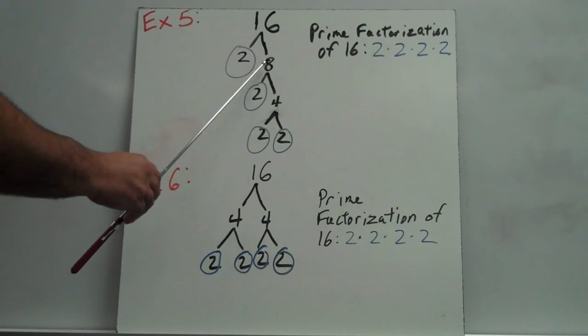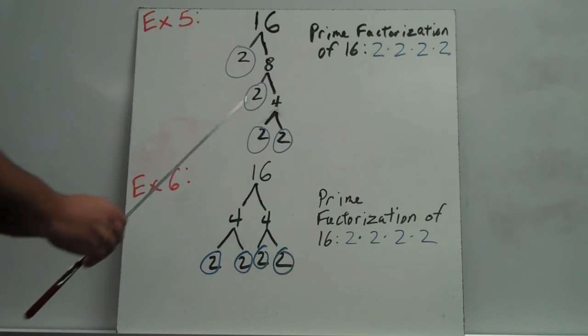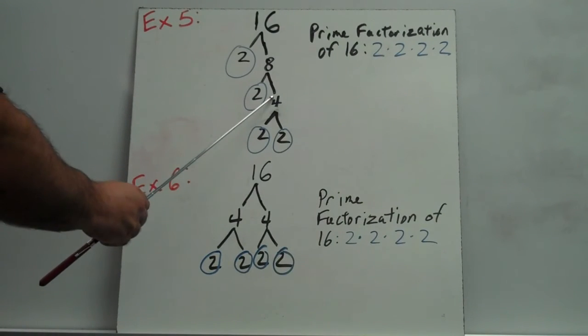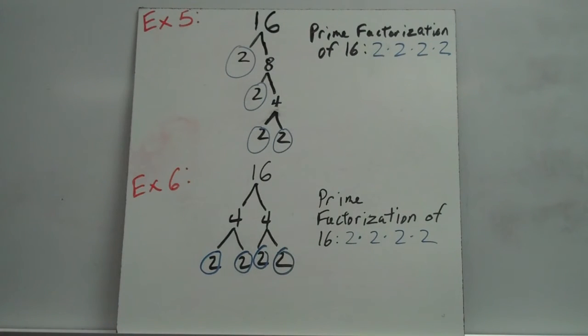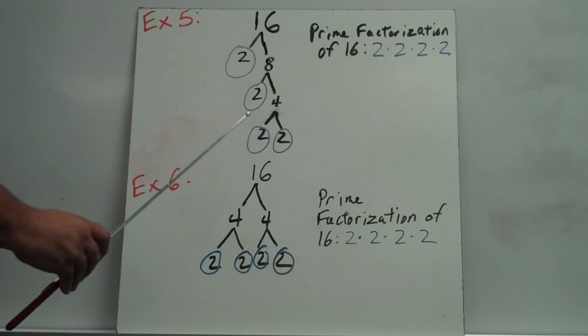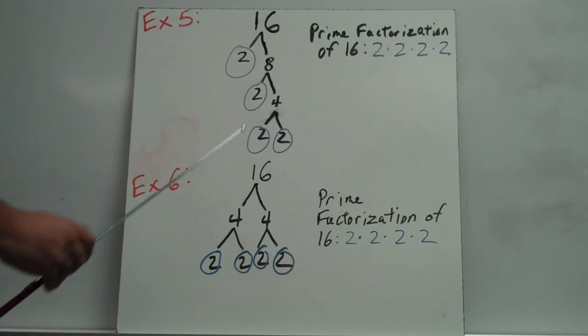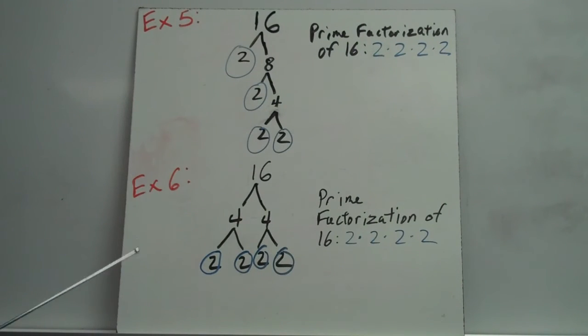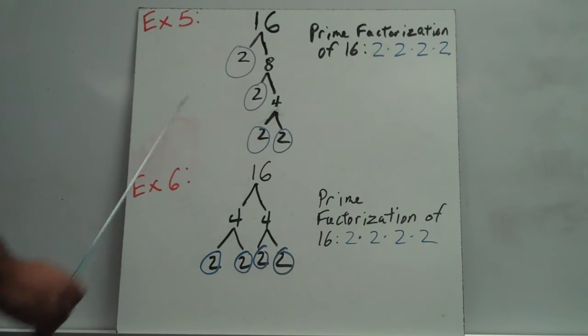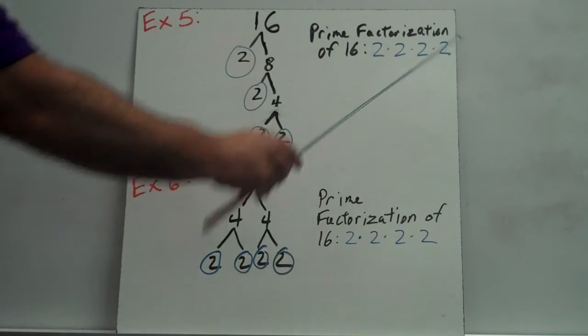So I know that 8 is made up of 2 times 4. I know that 2 is a prime number. I'm going to circle that. And now I have to work with 4. Well, 4 we know is made up of 2 times 2. Both 2's are prime, so I'm going to go ahead and circle those. So 16 is made up of 2 times 2 times 2 times 2.